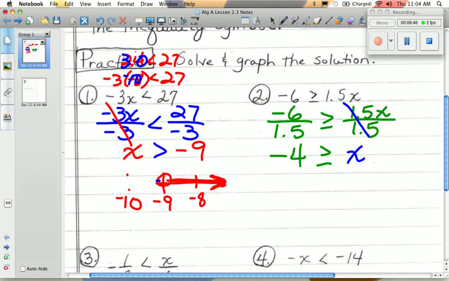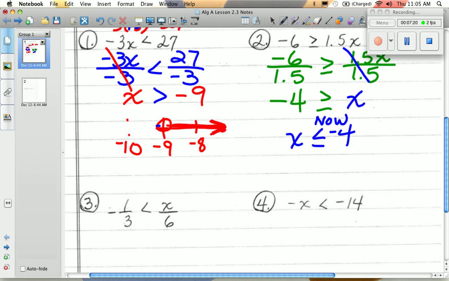Now, Trey, we have our solution, but we don't really like when our variable's on the right side instead of the left side. So now we'll switch it so that the x is on the left side. So now we'll make it x is less than. Everything's going to flip over. So we didn't flip it because we divided by a negative. We flipped it so that x could be on the left side. We want x over on the side that makes it easier to get a graph.